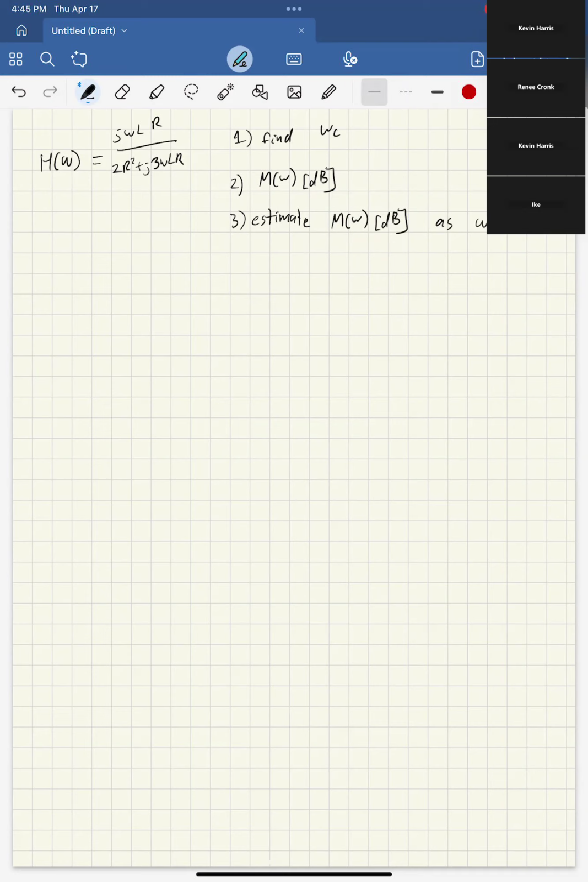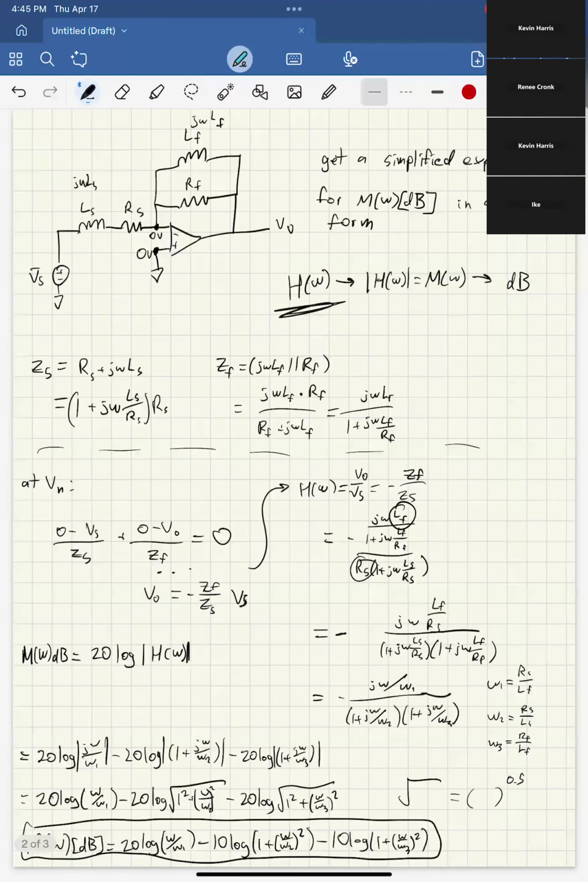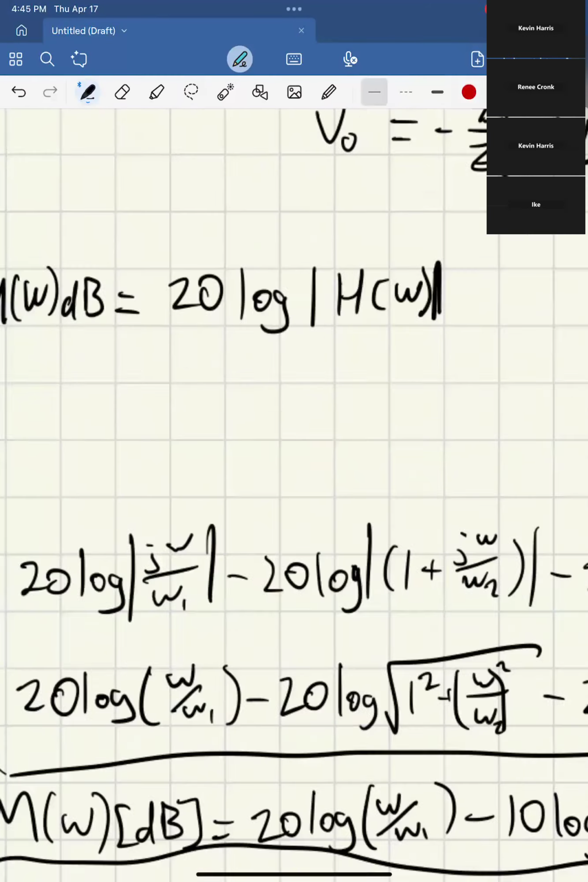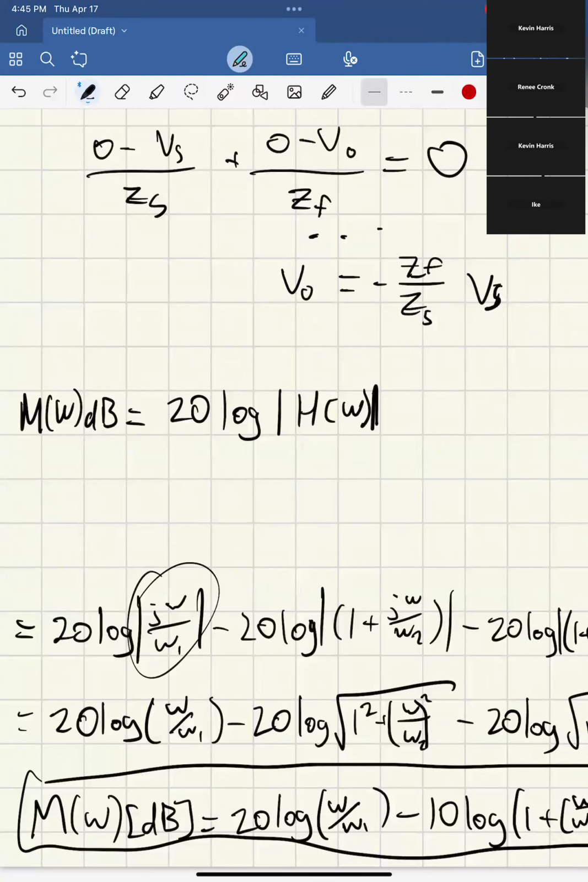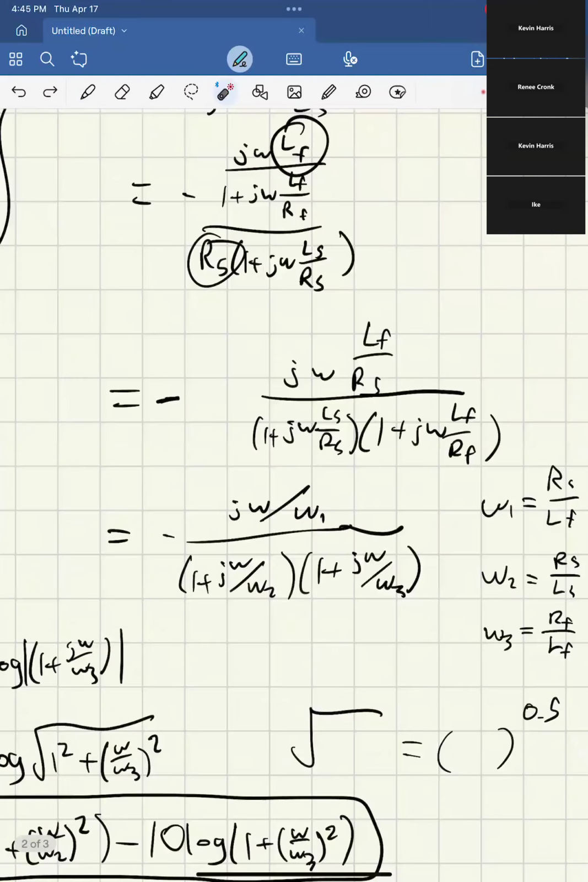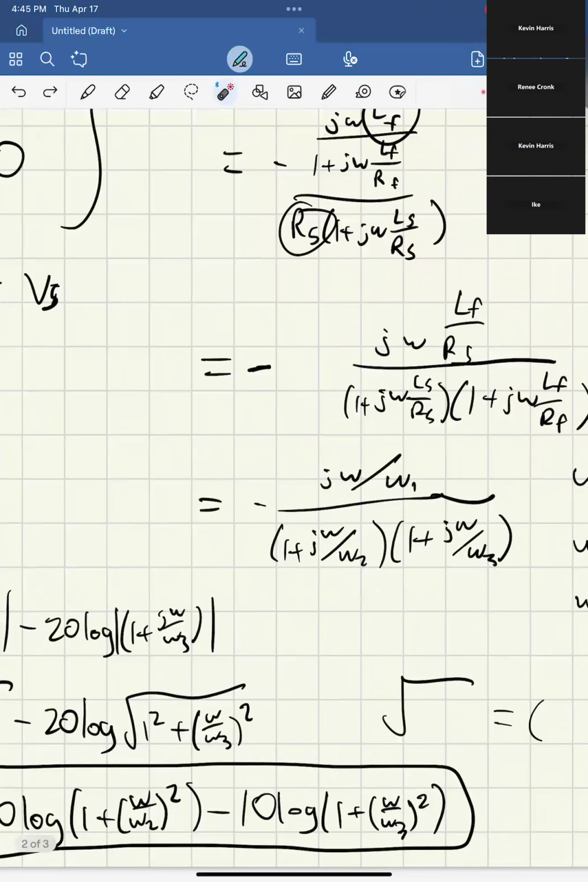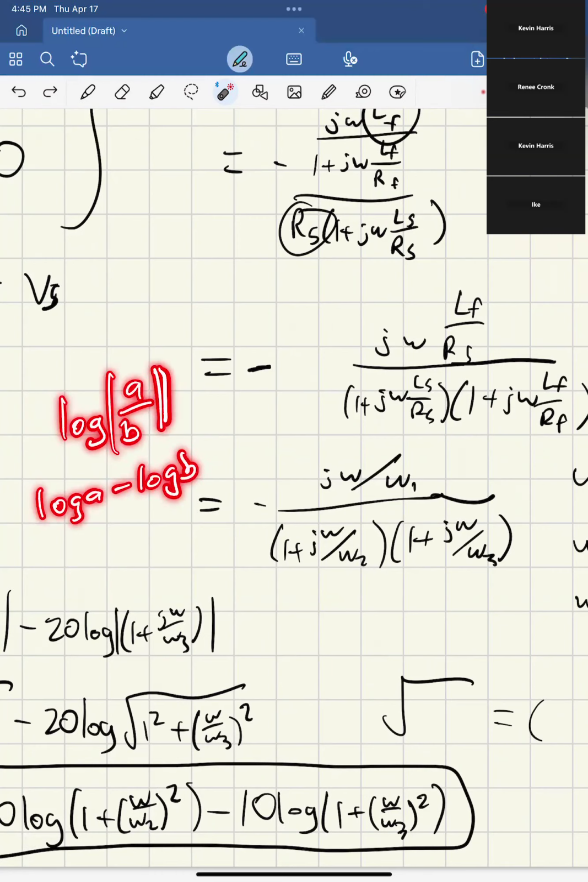Oh, okay, good question on the last one. Here you're asking why we just delete j for this. Remember these bars, it's asking for the magnitude of the transfer function. So we take the three terms because log of a divided by b is equal to log a minus log b. So if we're asking for the log of the magnitude of a minus the magnitude of b, it's like that, right?